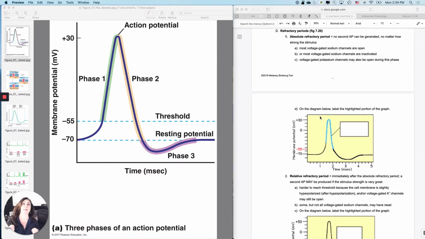Meaning, if you started the first action potential with a ligand, acetylcholine, binding to ligand-gated sodium channels, if the neuron is still busy from the first action potential, you can't get another one. That period of time is called the refractory period.